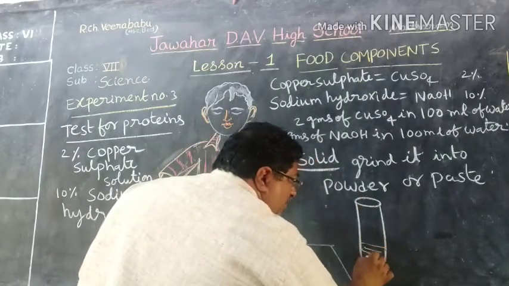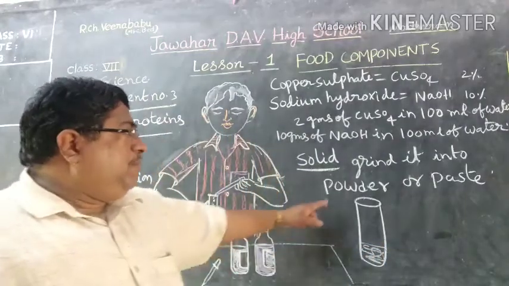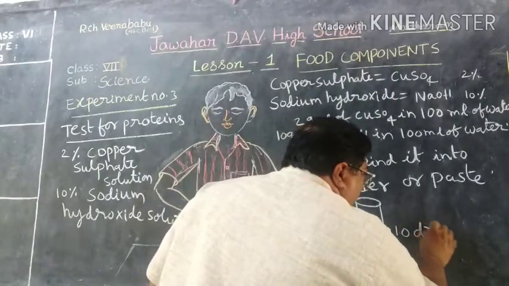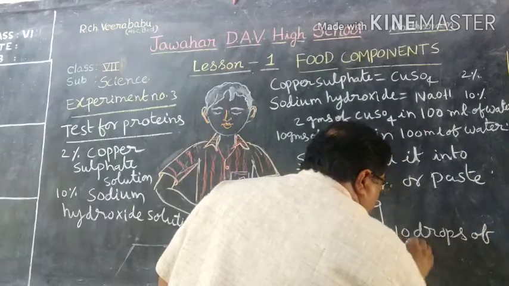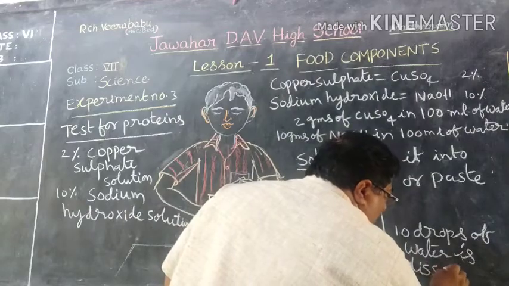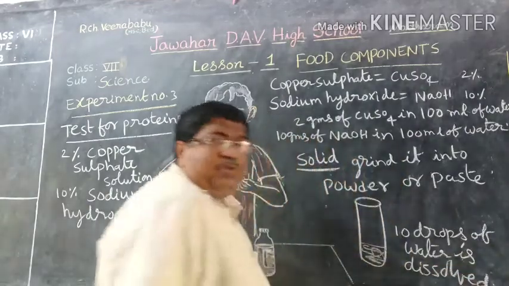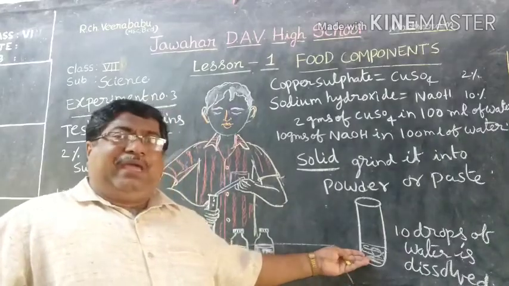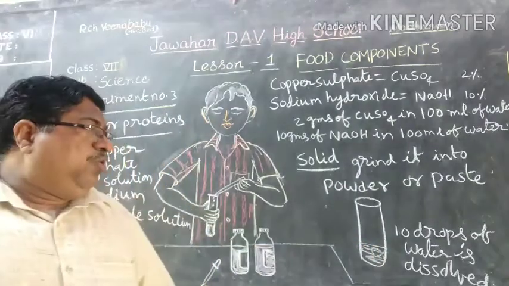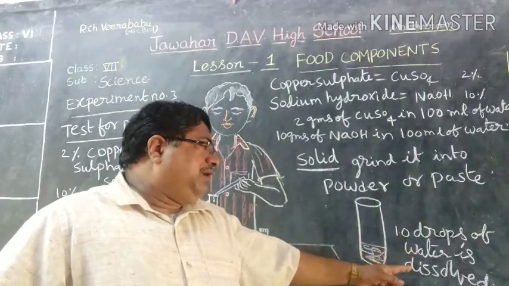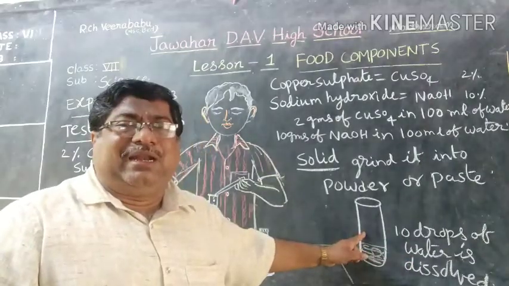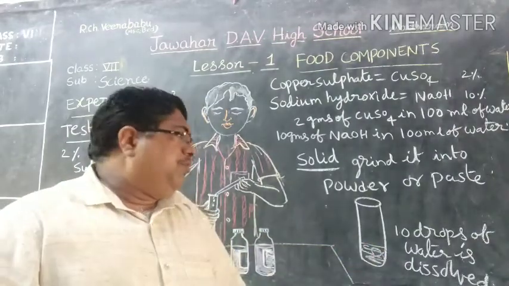Now we have to take a test tube. Now in the test tube, some quantity of powder is taken. Next, 10 drops of water is dissolved. Now what we have to do? We have to take some quantity of powder or the paste in a test tube, and we have to add 10 drops of water, and we have to stir well. We have to stir well with a stirrer, then the solution is formed.